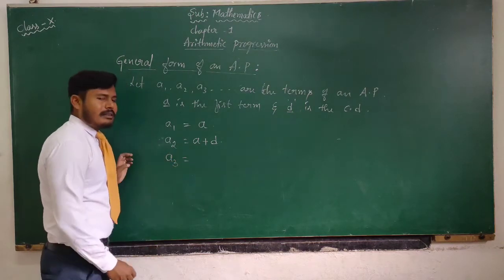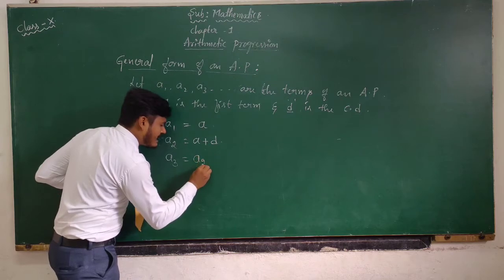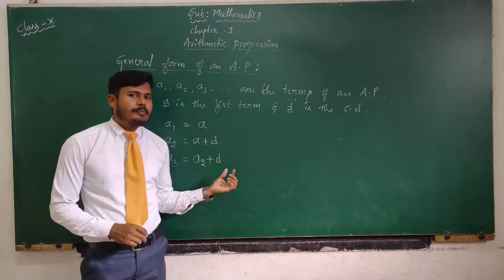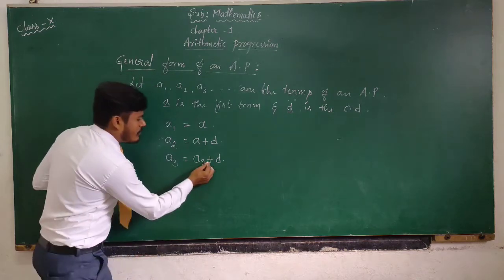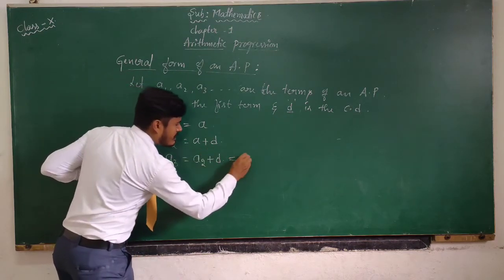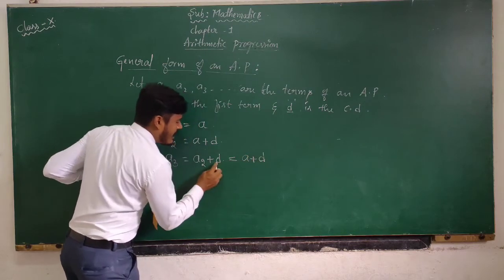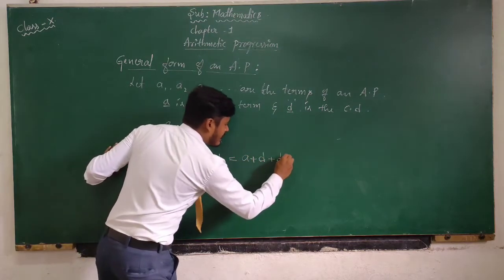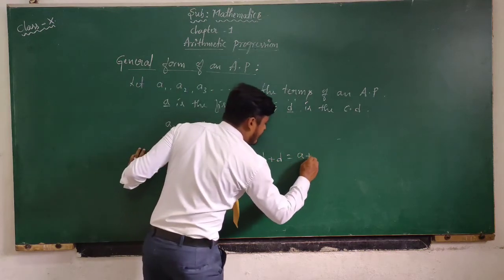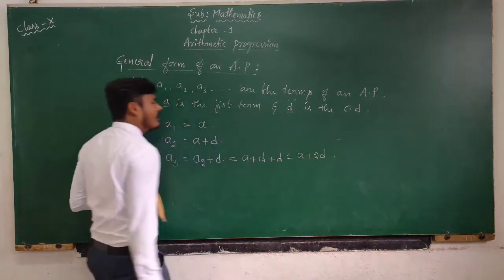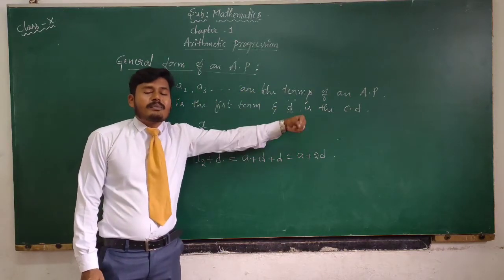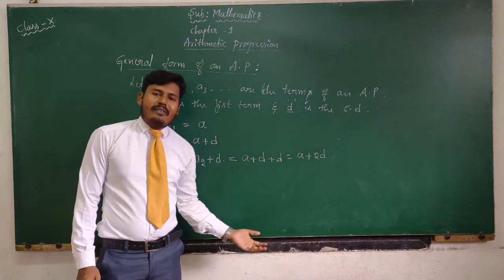Then coming to the third term: it is the sum of the second term and the common difference. Common difference means a fixed number. So here A2 plus d, and we know that A2 is a plus d. So write down a plus d here, and plus d is there. That means a plus d plus d is a plus 2d. So the third term can also be written as a plus 2 times the common difference d.